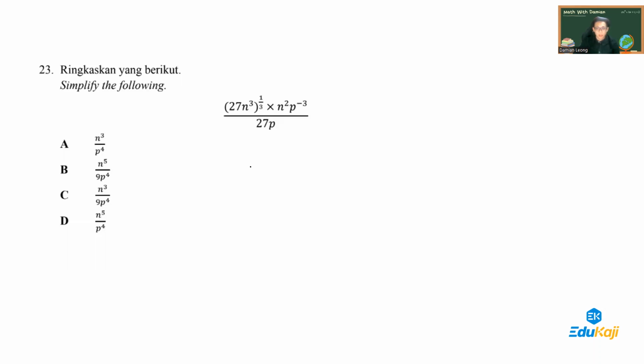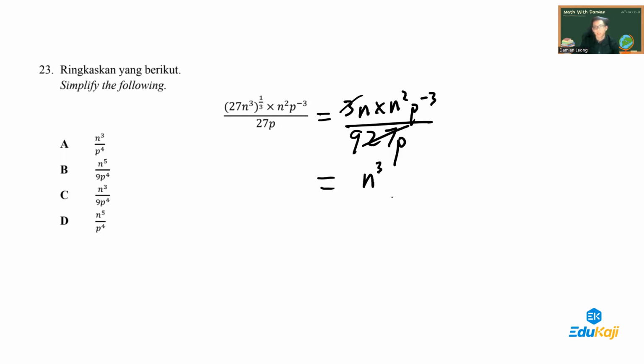Simplify this. Whenever there's a bracket, open up the bracket first. So everything inside, power 1 over 3. 27 to the power 1 over 3 is 3. n cubed to the power 1 over 3: power on top of power, they multiply, means n to the power 1. Times n squared p to the power negative 3 over 27p. 3 divided by 27, I can cut here, so it's 9 on the bottom. So this one, times with power, plus, means n to the power of 1 plus 2, 3.